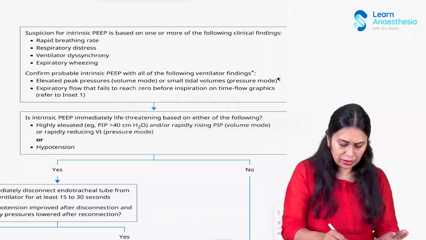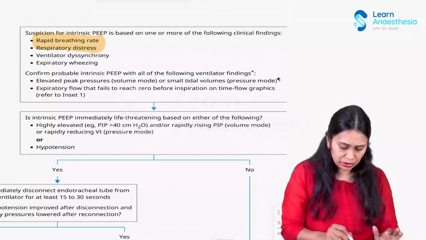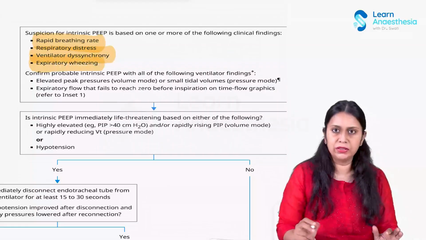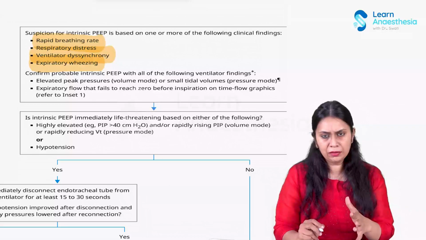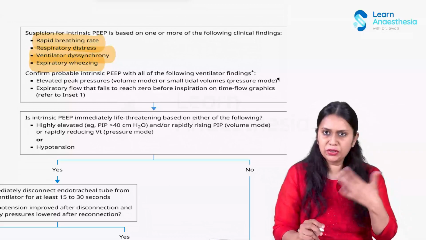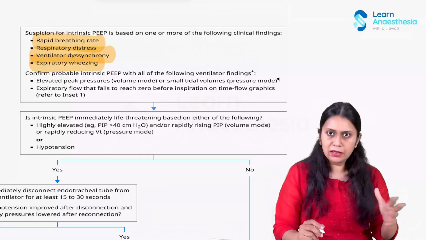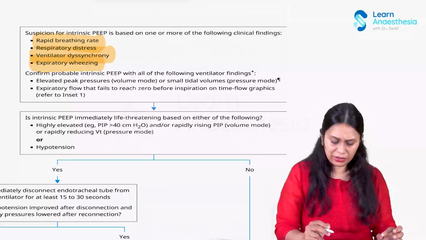If the patient has a rapid breathing rate, is in respiratory distress, there's ventilator dyssynchrony, and there's an expiratory wheeze. So whenever the minute ventilation is very high, rapid shallow breathing, respiratory distress, ventilator dyssynchrony, and an expiratory wheeze, we should suspect that intrinsic PEEP is being developed.